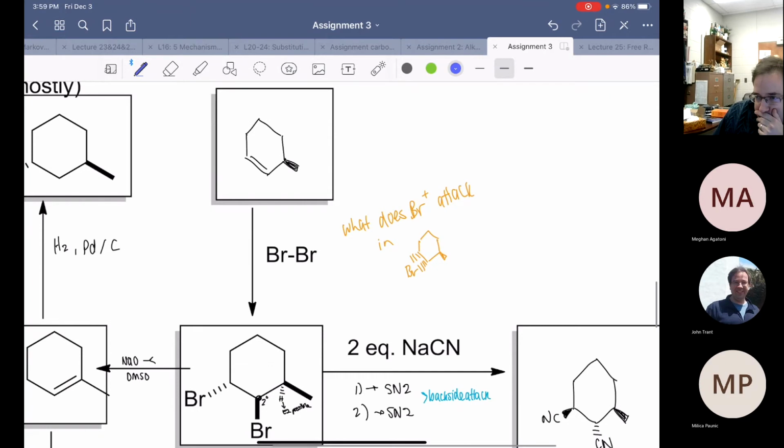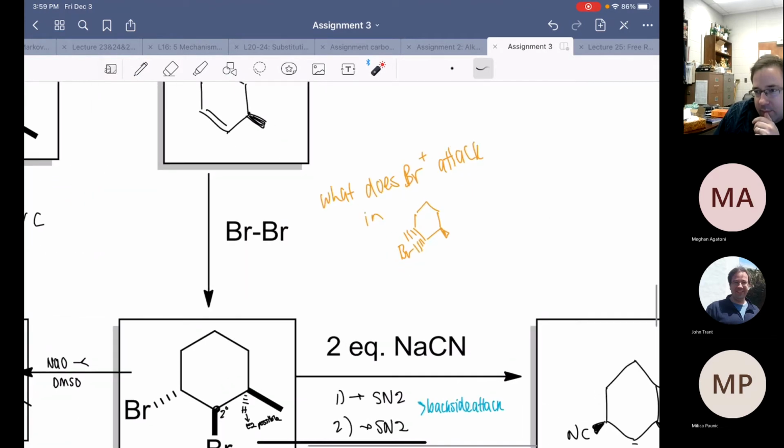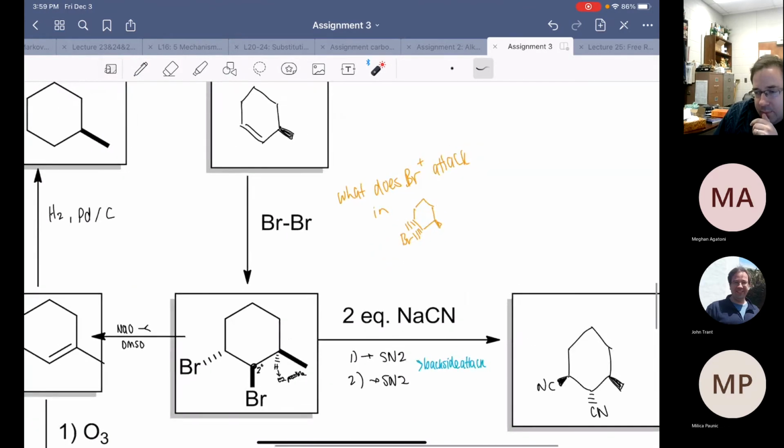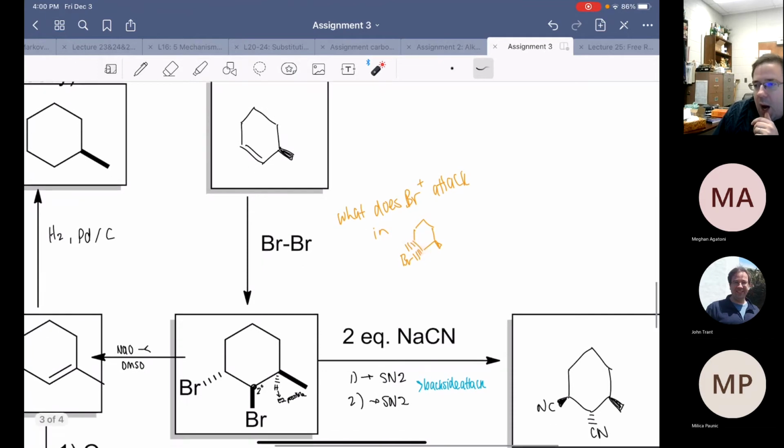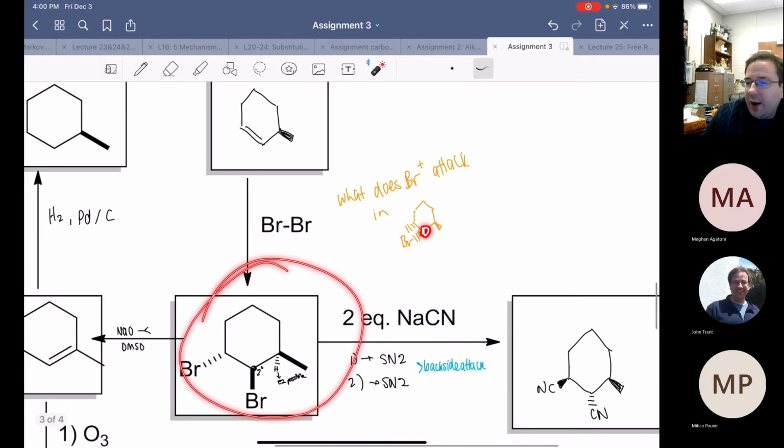Okay, so right here, how do I know what the Br plus is going to attack? Like, where is it gonna attack here? Like if it's gonna be up or down? Or no, not really up or down, but is it gonna attack here or here? Because to create this product, it has to attack here.